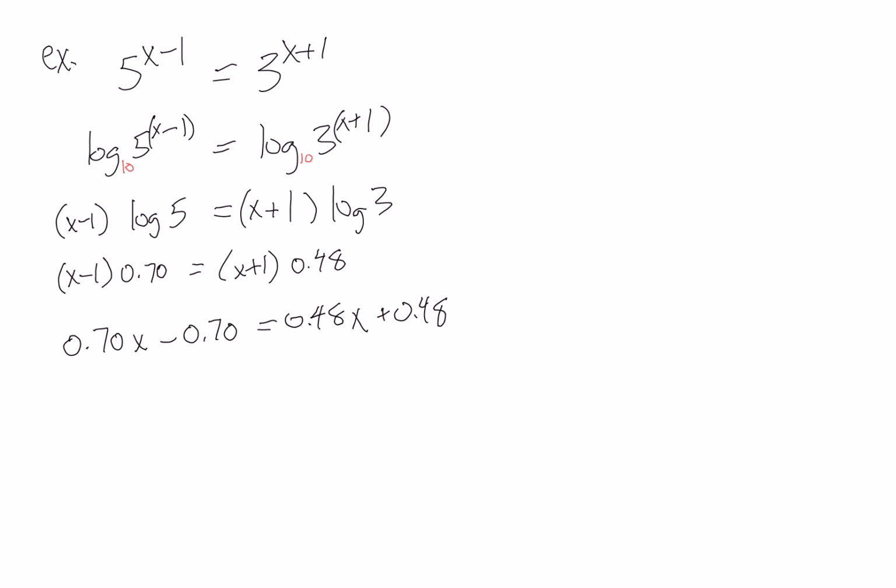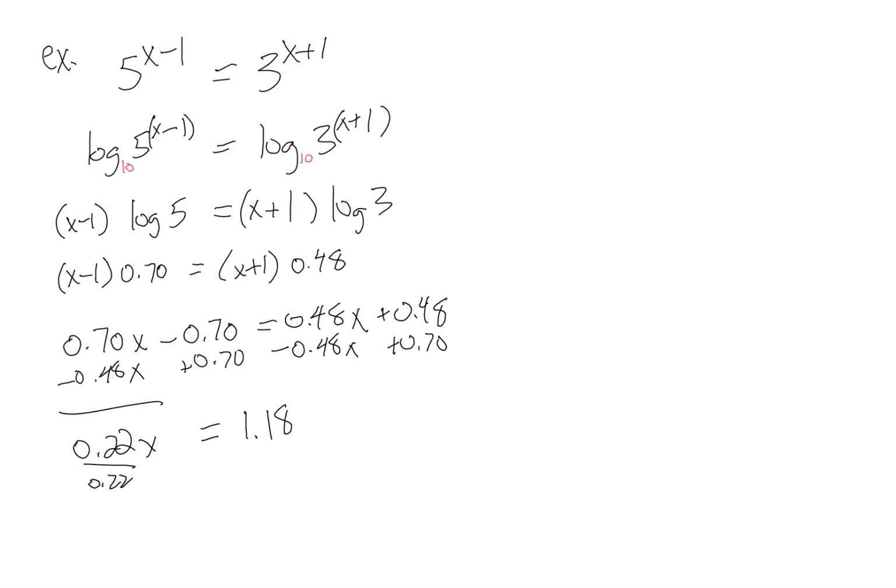Now we just solve that equation like we normally would. Let's combine the x's. So that gives us 0.22. And let's also add the 0.7 on the other side while we're at it. So that would be 0.22x, and then on the other side we'd have 1.18. So now all we have to do is divide those out. So 1.18 divided by 0.22. Right? Get rid of the 0.22 on both sides. So that'll give us x equals 5.36.